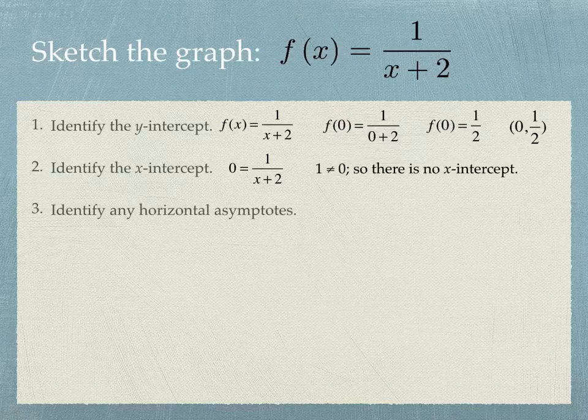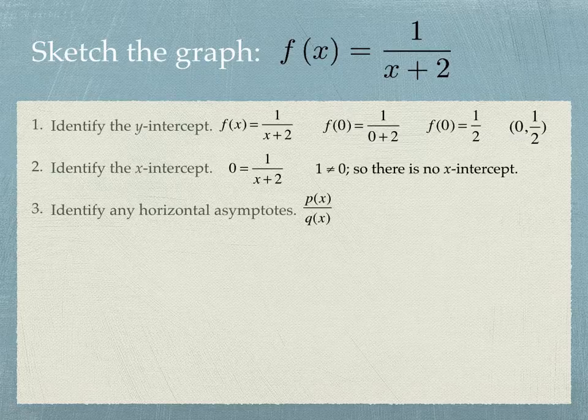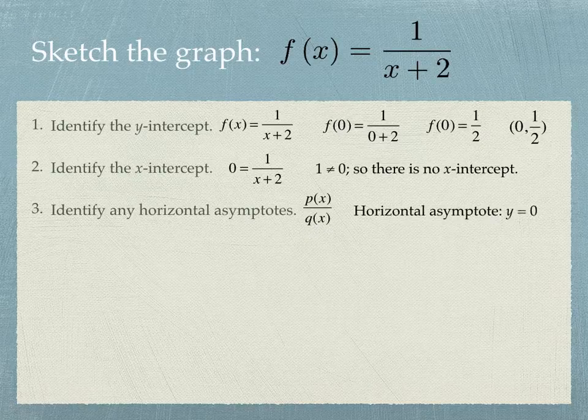Now to identify any horizontal asymptotes, remember for rational functions, there is a horizontal asymptote at y equals 0 if the degree of the numerator is less than the degree of the denominator. So in this case, that is true. There is a horizontal asymptote at y equals 0.